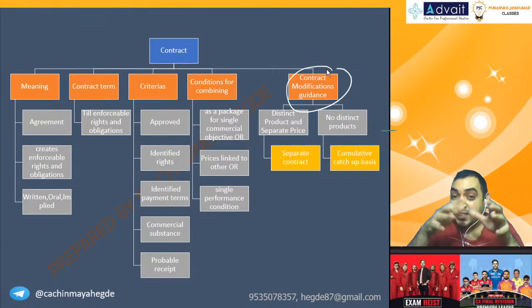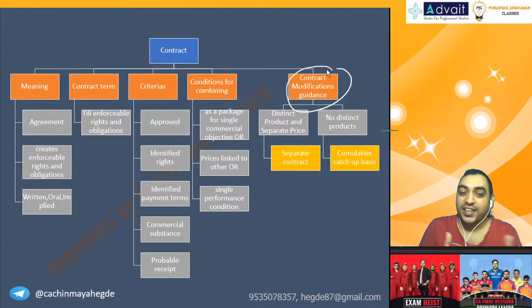There might be a change in the scope of the work, or there might be a change in the consideration. Consideration is not changing, it's free in our case anyway, but the scope of the work changed. So when one of these two happens, it is called contract modification.